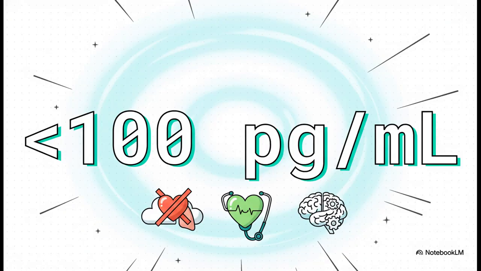Okay, PANCE Pearl alert. This is a big one. A BNP level below 100 has a really, really high negative predictive value. What does that mean? It means if your patient is short of breath, but their BNP is, say, 50, it is super unlikely that heart failure is the cause of their problem. It's a fantastic test for ruling it out.